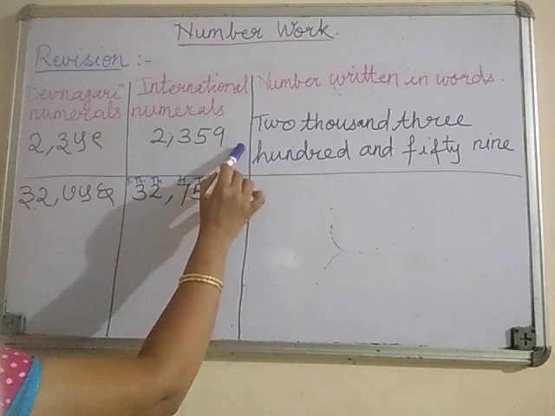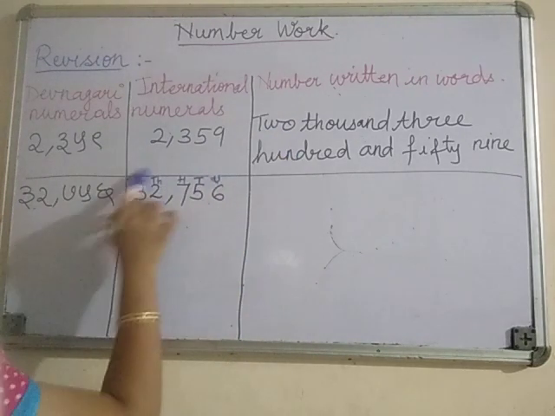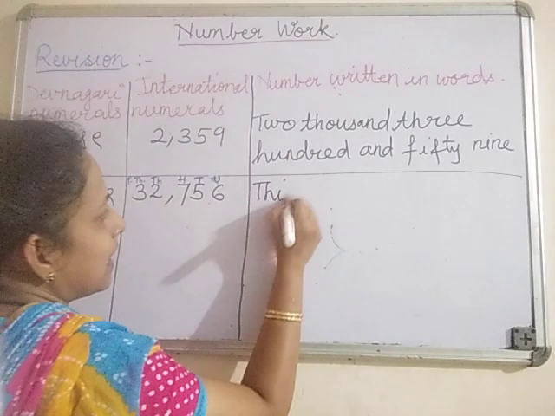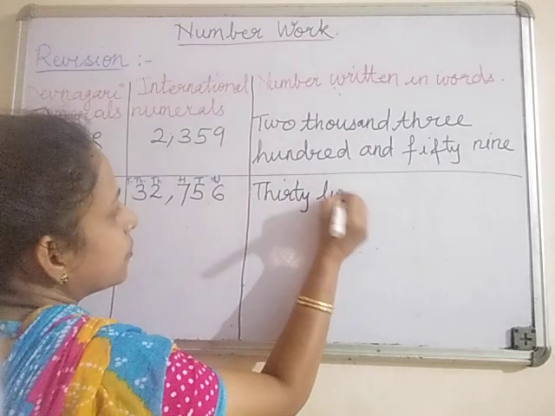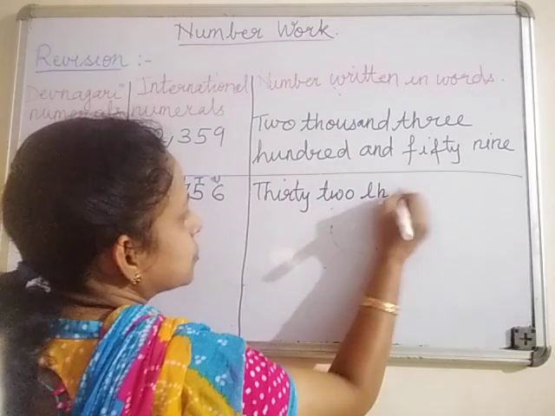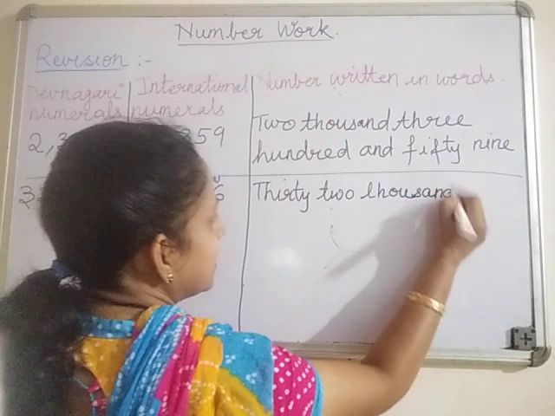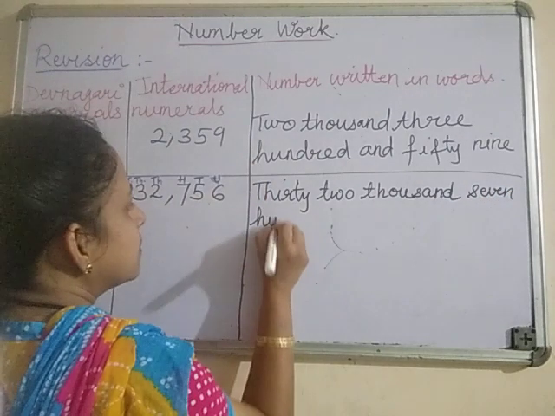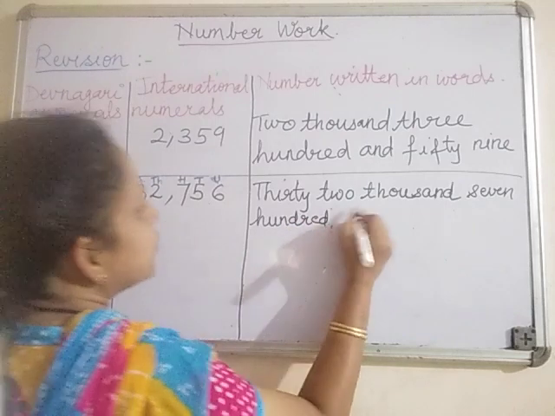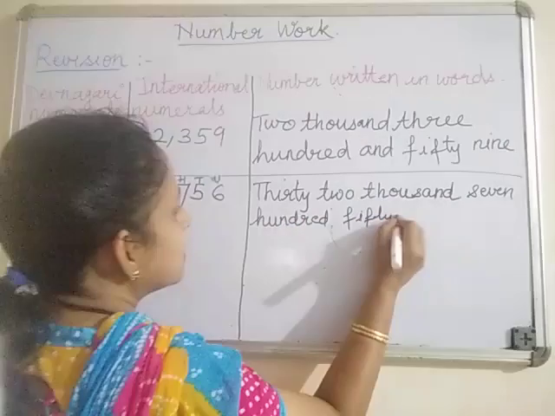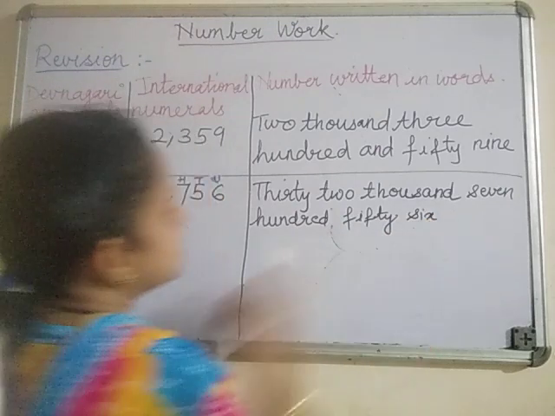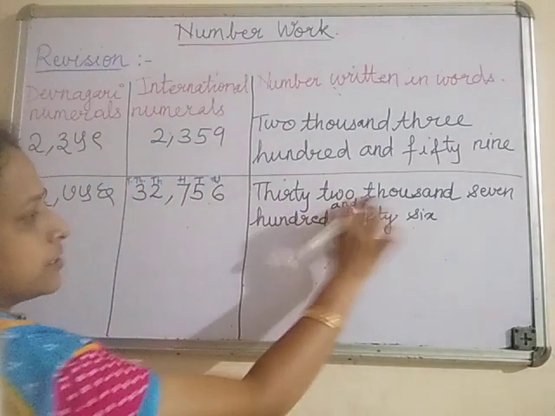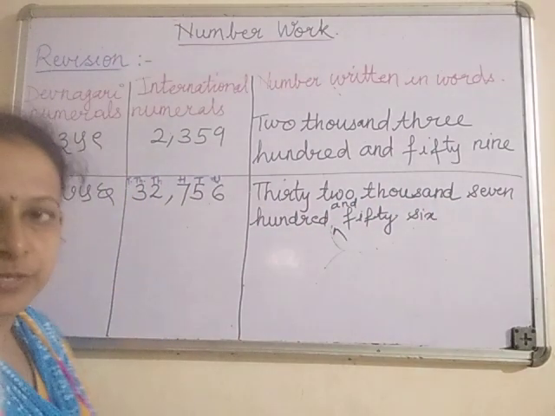But here it was 4 digits, so you had taken 2 here. Now this is 32. What are you supposed to write now? 32,000, thirty-two thousand, 700, seven hundred, 50, fifty-six. Okay, 756. Fine, so 32,756. You can also write it here as 32,756. You are supposed to write like this.